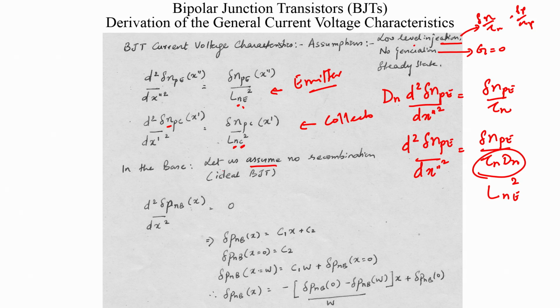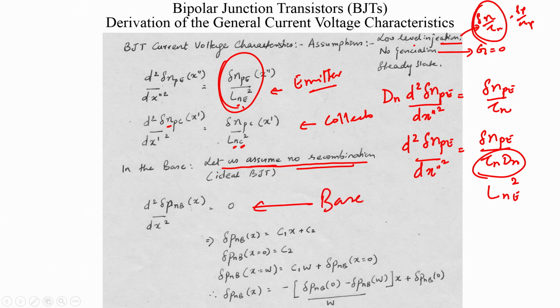So, let us at this point assume that there is no recombination in the base, which means that this term, see this term appears because of the recombination. So, that is a recombination rate, right. So, what this is saying is that there is no recombination, which means that term is 0. So, this is the differential equation in the base. Now, this is very easily solved, right. So, the solution to that is simply it has got a linear dependence.